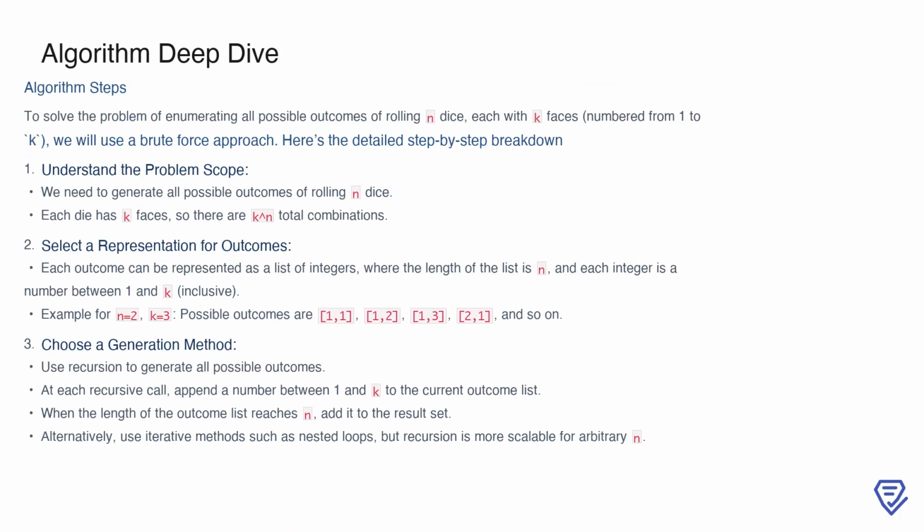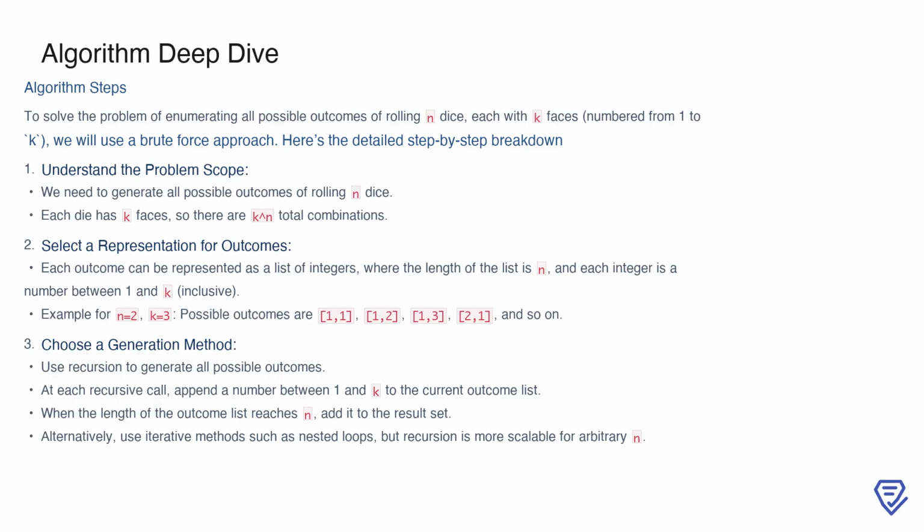To solve the problem of enumerating all possible outcomes of rolling n dice with k faces, we can start by breaking it down into clear steps. First, we need to understand the scope of the problem. When rolling n dice, each die having k faces, there are k^n possible combinations of outcomes. Each outcome can be represented as a list of integers, where the length of the list equals the number of dice, n, and each integer in the list is a value between 1 and k, inclusive. For instance, if n equals 2 and k equals 3, our outcomes would include lists like [1,1], [1,2], [1,3], [2,1], and so forth.